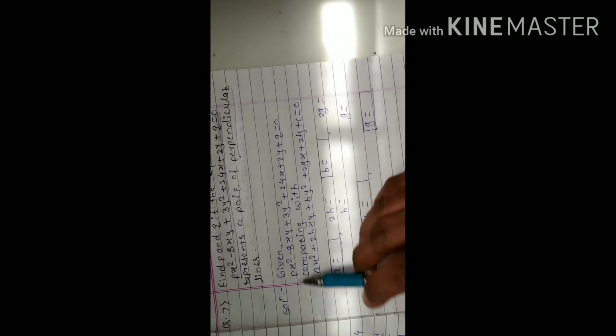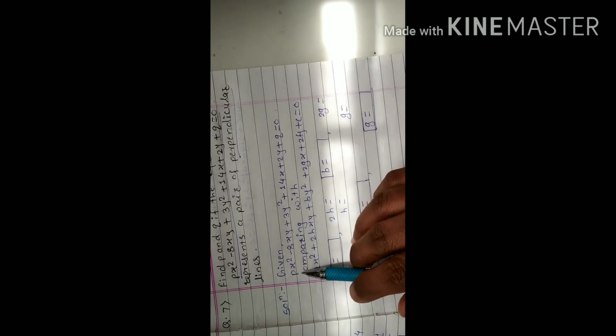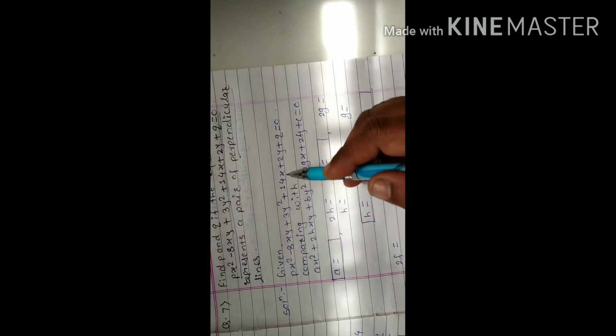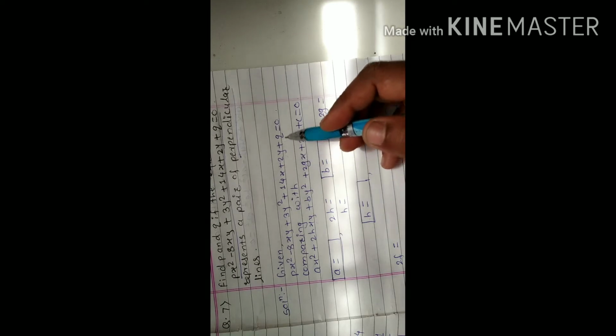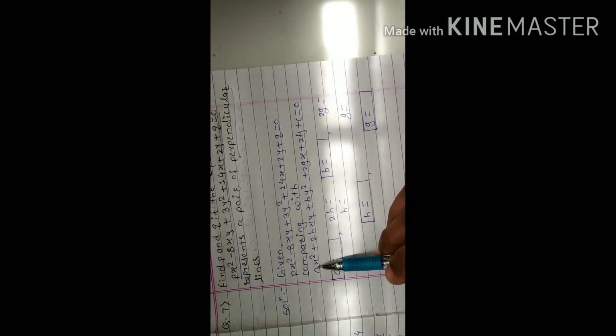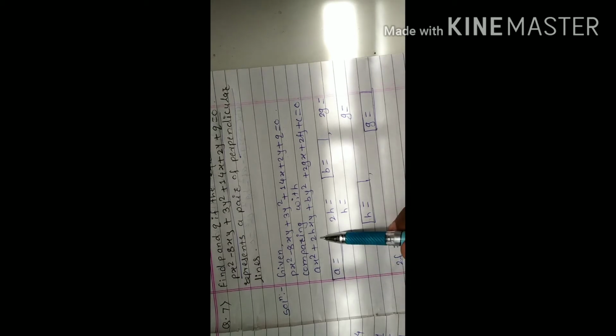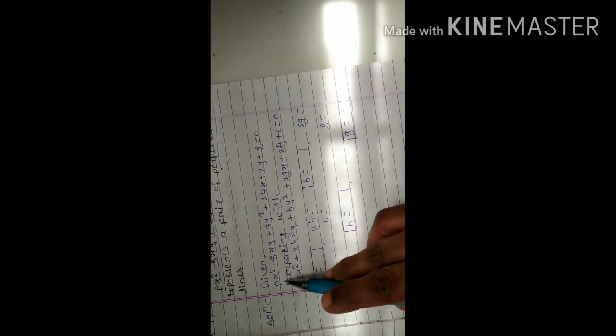First, in the answer, the given equation is px square minus 8xy plus 3y square plus 14x plus 2y plus q is equal to 0. Comparing with the general equation, that is ax square plus 2hxy plus by square plus 2gx plus 2fy plus c is equal to 0, we find the value of a. Therefore, the value of a is equal to p.